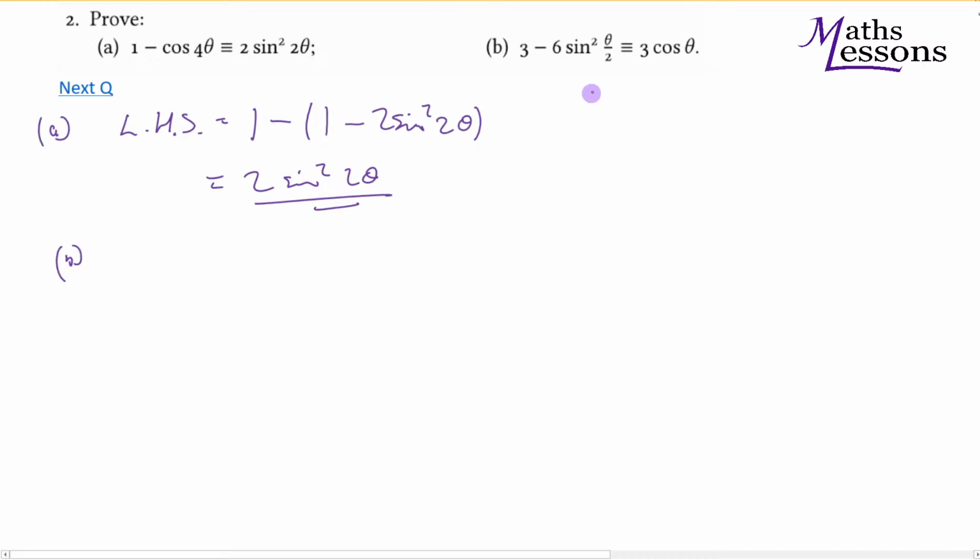Part B. Again, we're going to take the left-hand side. And we obviously want to try and get this into cos. So we've got to think of how we use the double angle formula again. Now, if you take 3 out as a factor, you get 1 minus 2 sine squared theta over 2, which is essentially the reverse of this. So we're going to end up doubling the angle to go back to cos theta. So it's just equal to 3 cos theta, because double of theta over 2 is just theta.